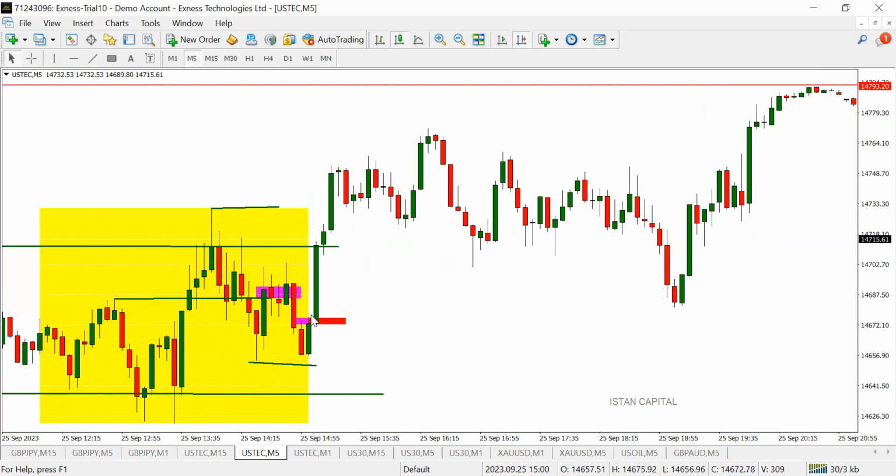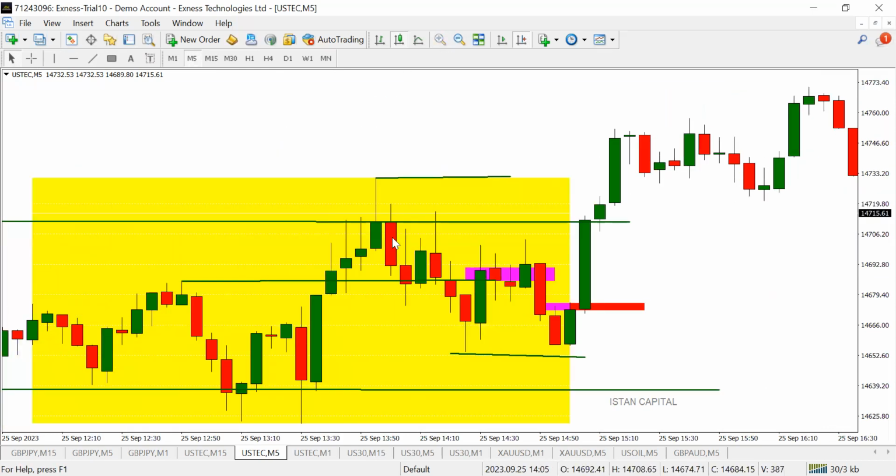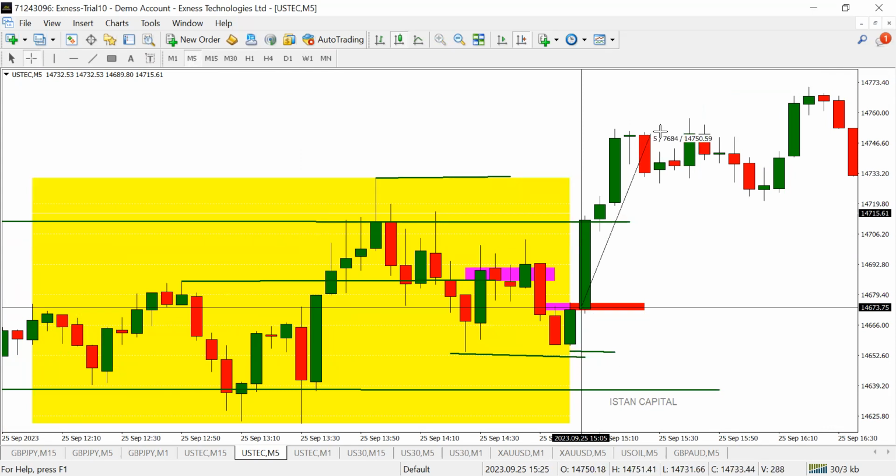Now, if you entered here, look at this 5-minute engulfing after 3 levels of drop: level 1, level 2, level 3. Engulfing 5 minutes. Your stop loss is just below. This is your entry. Stop loss below this. 20 pips stop loss, and instantly you're bagging 80 pips.